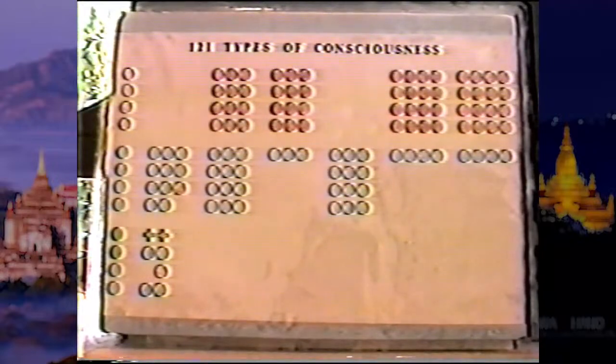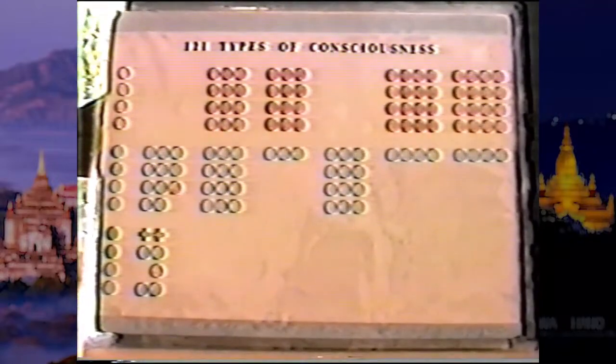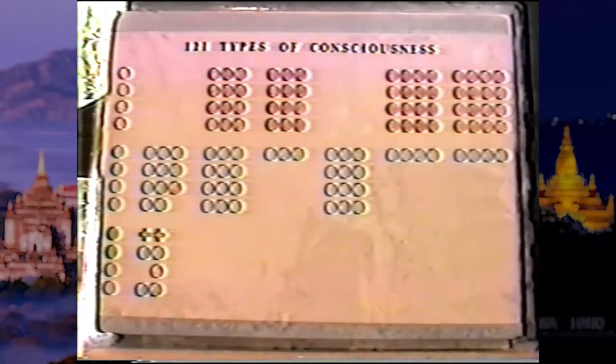The third column, the first one: five-sense-door adverting, the second one: mind-door adverting, and the third one: smile-producing. Okay, the others are just kusala cittas, right? The third group, first column: kamavacara kusala. Second column: kamavacara vipaka. The third column: kamavacara kiriya. And then the next group, the first column: rupavacara kusala. Second column: rupavacara vipaka. The third column: rupavacara kiriya. And then the next group, the first column: arupavacara kusala. Second column: arupavacara vipaka. Third column: arupavacara kiriya.